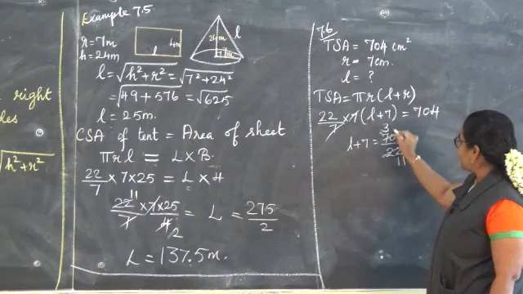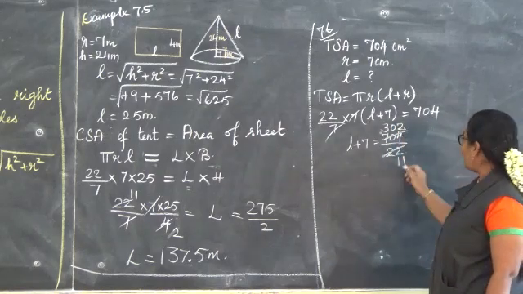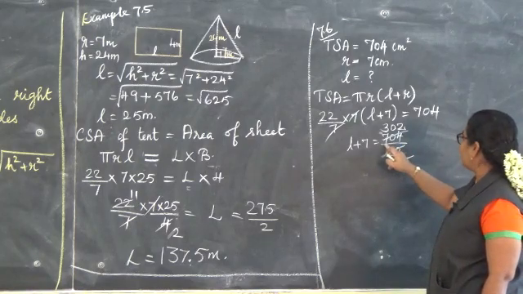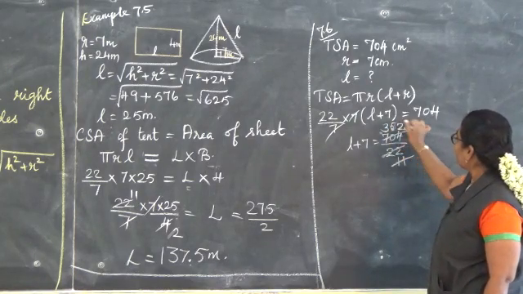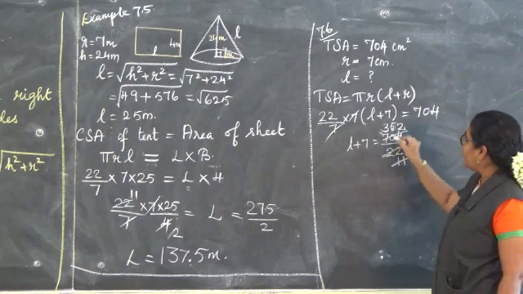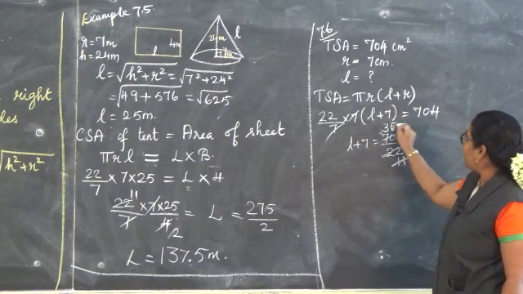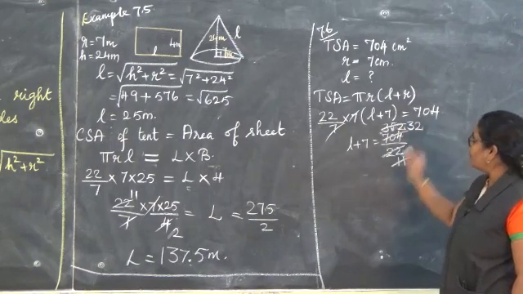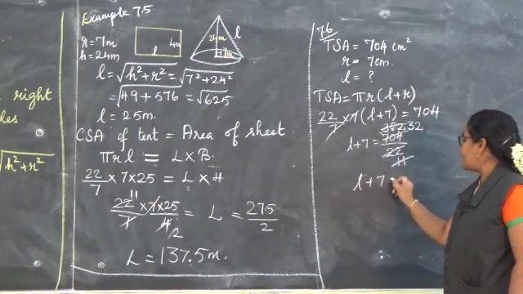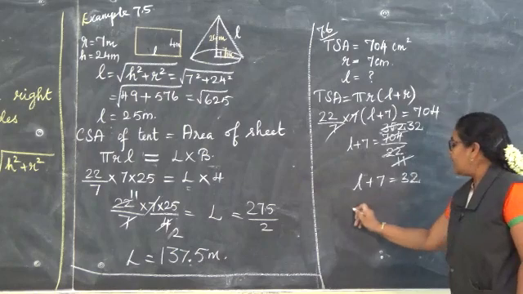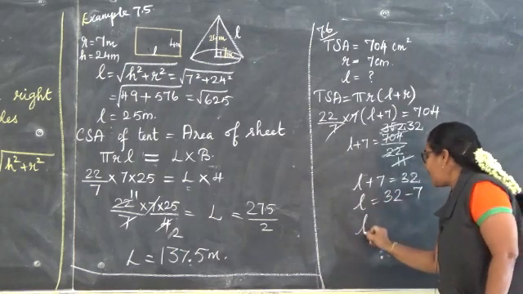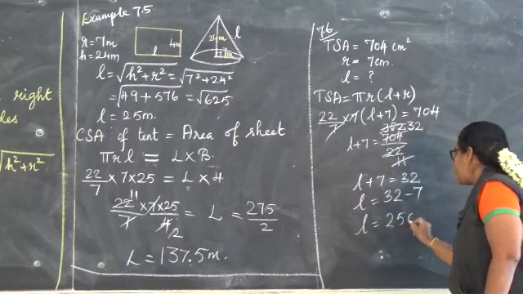3 2s are 6, 0, 2. Now when you divide by 11 table, you will be getting 3 2s are 6, then 10, 5, then 11 table when you divide, it will be 3 11s are 33, remaining 2, so 2. So L plus 7 is equal to 32. Then L is equal to 32 minus 7. So L value is equal to 25 centimeter.